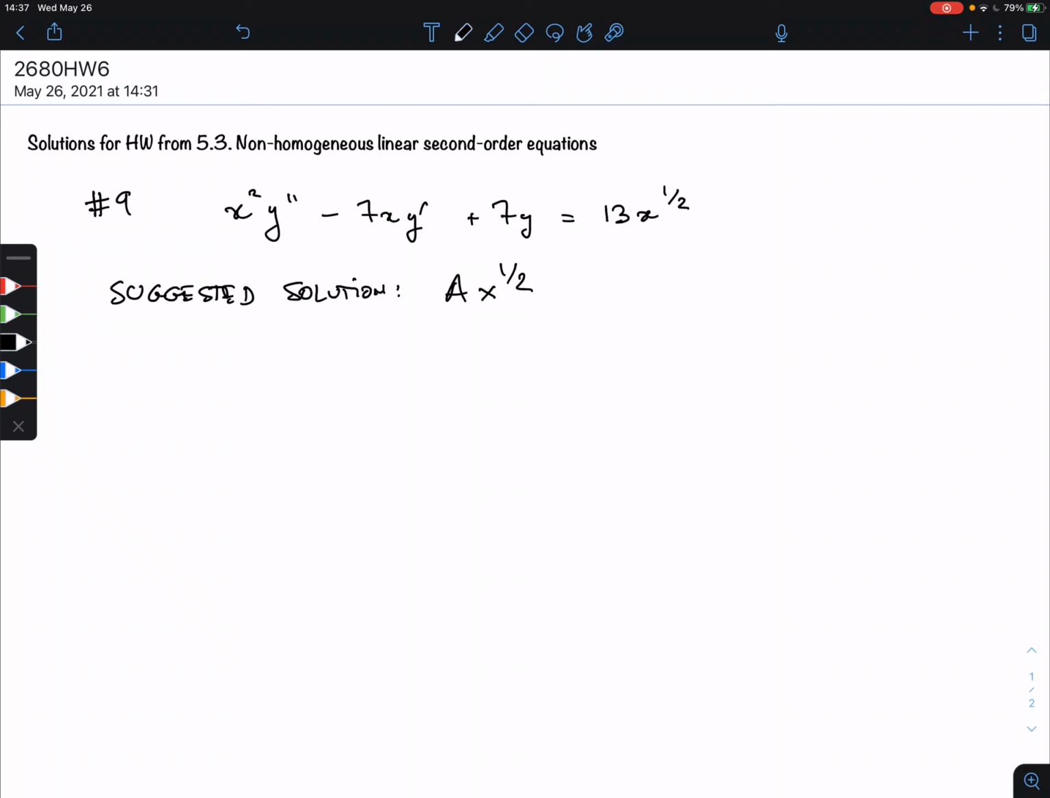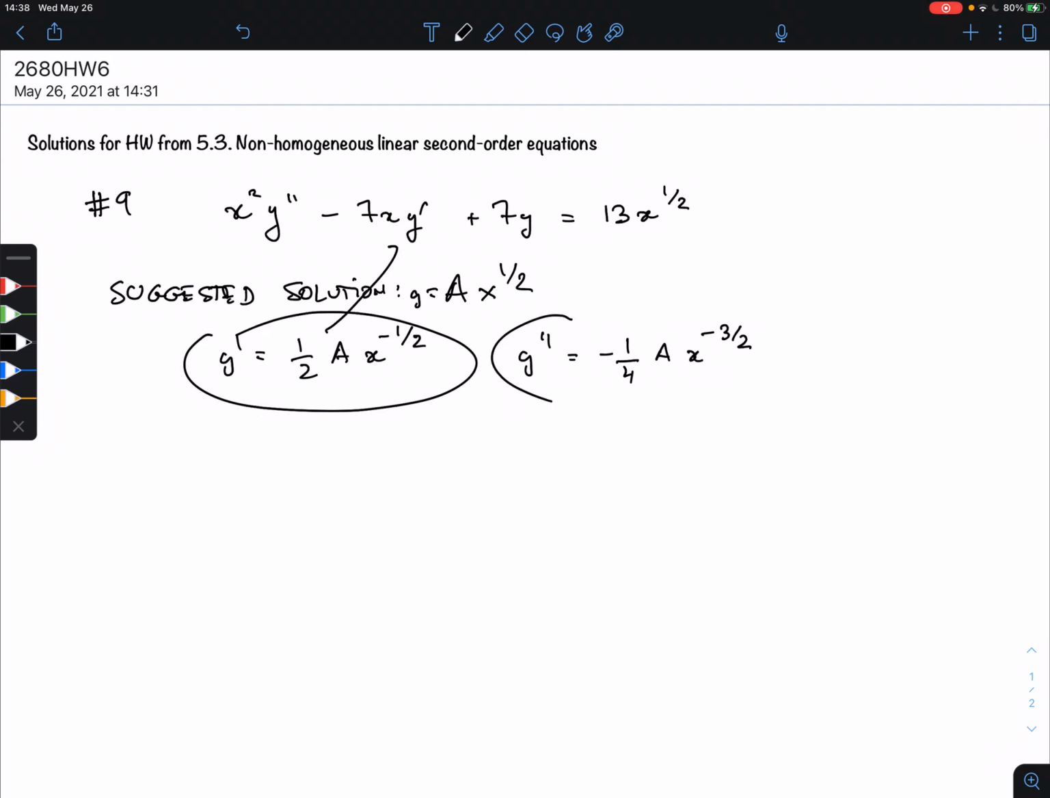So this is our suggested solution. What we have to calculate is y prime and y double prime. So y prime is a half a x to the minus a half, right? We're taking the derivative, so subtracting powers, and y double prime is the derivative of this guy, so that is minus 1/4, another minus a half comes out, a x to the minus 3/2. Now let's plug everything in. So we plug this guy in here, this guy in there, and of course this guy in here.